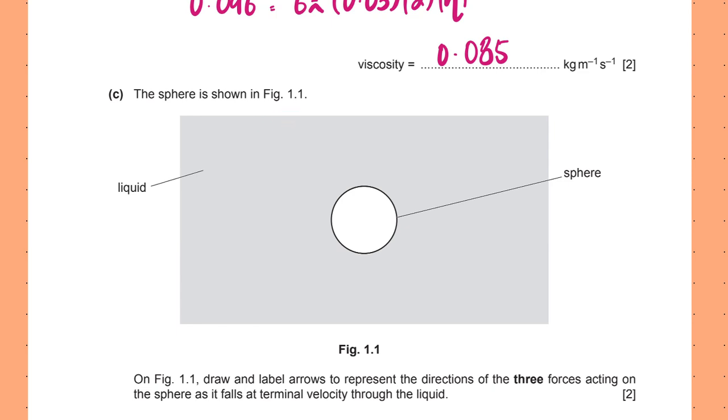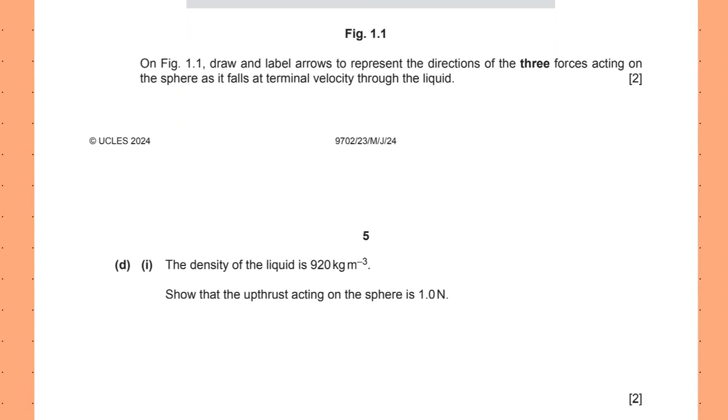The sphere is shown in 1.1. On 1.1, draw and label arrows to represent the directions of the three forces acting on the sphere as it falls at terminal velocity. So I know weight always downwards, right? And you have upthrust always upwards, and then you'll also have viscous drag. I'm going to call that Fd, that's upwards, right? So upthrust is always upwards, weight is always downwards, drag force is opposite to how the object is moving because the object was falling, so it was moving down, so drag force is upwards.